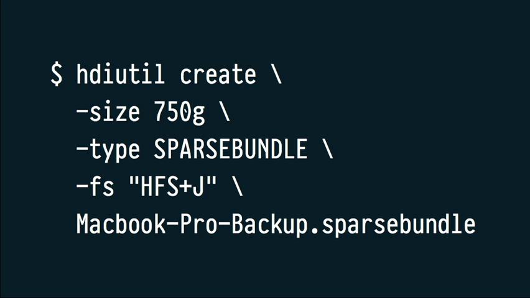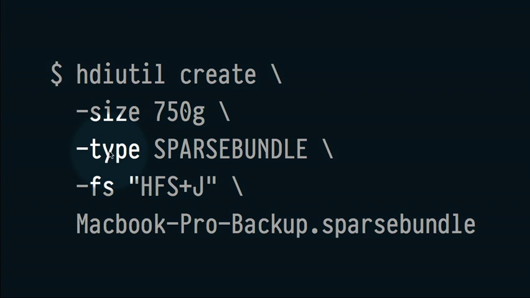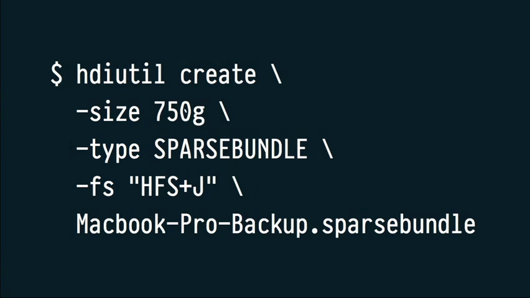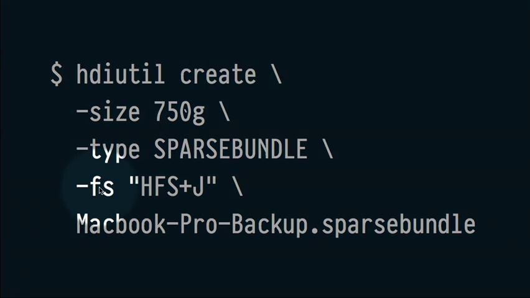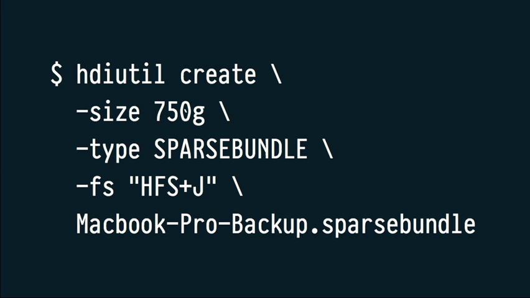The next argument, type, tells HDIUtil that we want our disk image to be in sparse bundle format. The fs argument specifies the initial file system on our sparse bundle. HFS plus J says that we want a macOS extended journaled file system. Lastly, MacBook Pro backup.sparsebundle is the name of the sparse bundle we want to create.